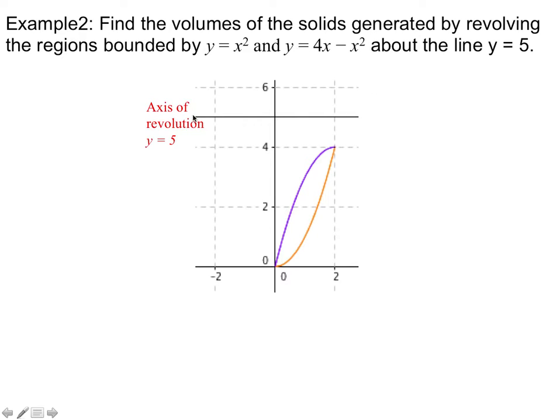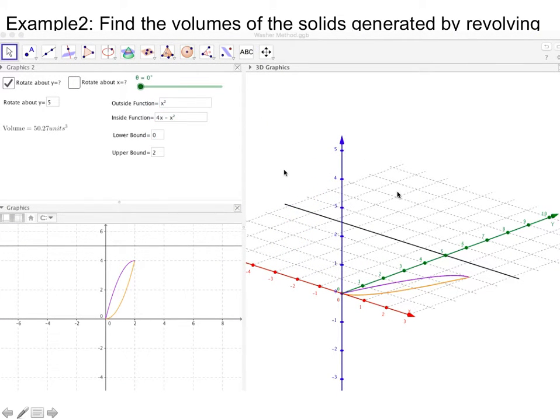And if I want to revolve this about the line y equals 5, then as I spin this, it's going to create this hole through the center of the shape right there. So as we watch, for this washer method, we are going to take the region bounded by two parabolas. This orange parabola is the function x squared, and this purple parabola here is the function 4x minus x squared. So that creates an enclosed region, and we're going to take that enclosed region, here it is in 3D, and revolve it about the line y equals 5. So we're going to create something that's got a hole through the center here.